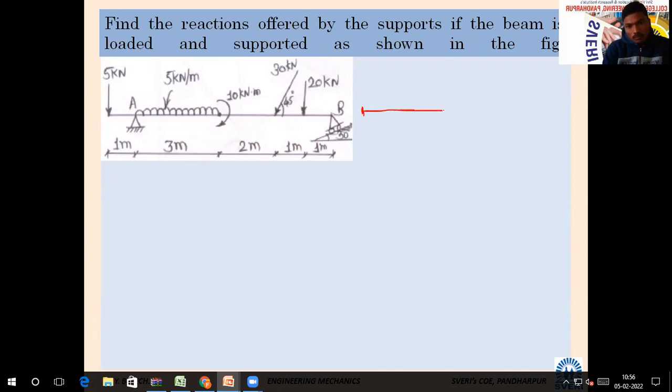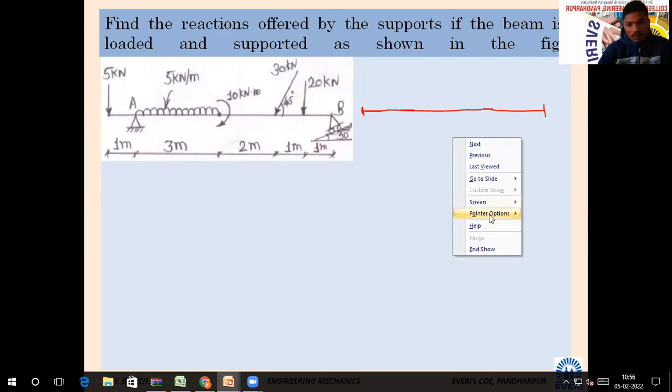Find the reactions offered by the supports if the beam is loaded and supported as shown in the figure. Very good. Just check which type of beam this is. Simply supported. Are you sure? Who told simply supported? Just check once again carefully. See the diagram carefully and let me know. Don't make hurry.